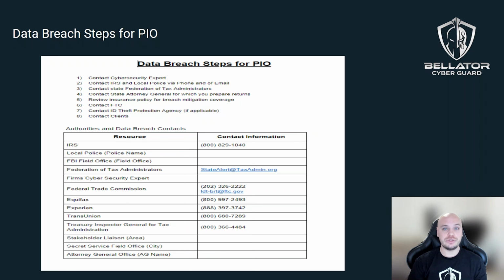So obviously, again, so they can begin to remediate the situation and get a grasp of what damage was done and how to move forward. Then immediately the IRS and local police. There's also the stakeholder liaison, and the idea of contacting these was to get further steps of who to contact next, what to do next. Also the Federation of Tax Administrators, state attorney, for which you prepare returns, any insurance policy.